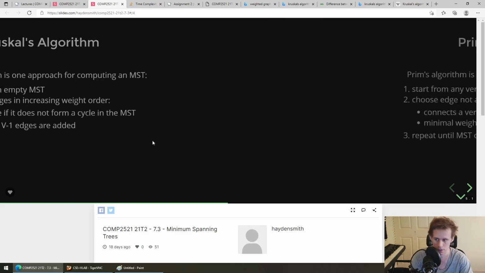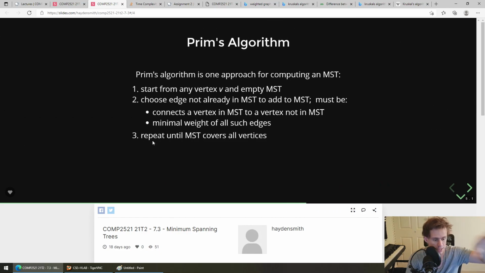Now, moving on, let's round out this minimum spanning tree topic. We have another algorithm called Prim's algorithm. Prim's algorithm is just another approach for computing a minimal spanning tree. The process we follow with this one is that we start from a vertex in an empty minimal spanning tree. We're not starting at the lowest edge. We're just starting at a random vertex. It doesn't matter what it is.